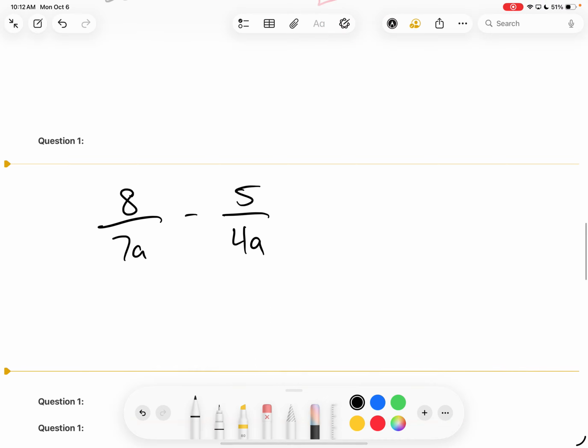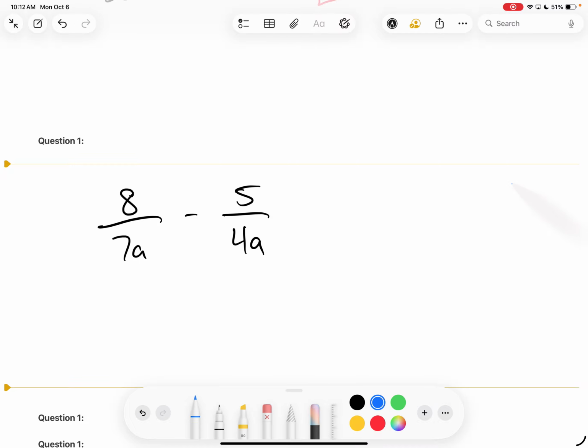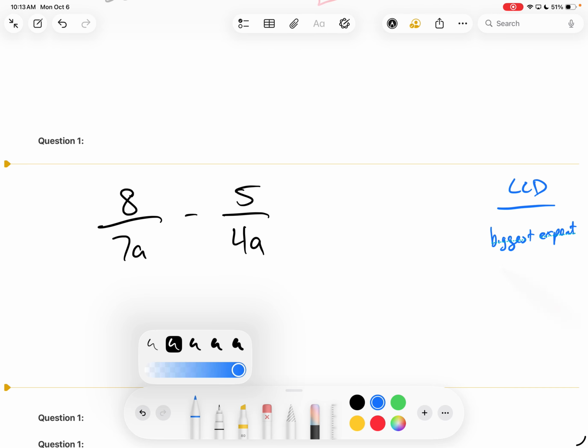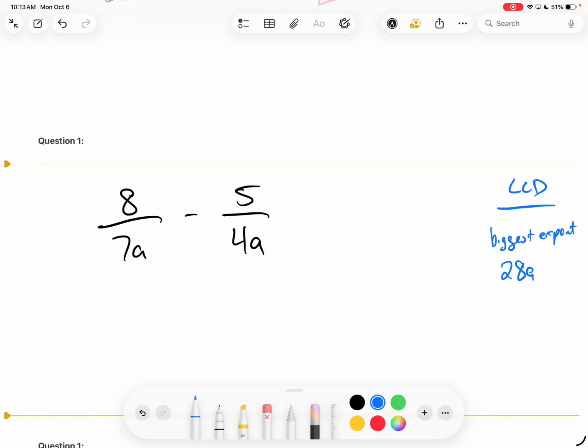Okay, so now we did one with the same denominators. These have different denominators, so I need to figure out my LCD. The LCD, it's the biggest exponent. I don't think you're going to have to deal with that too much. But of 7 and 4 would be what, 28? So 28a.